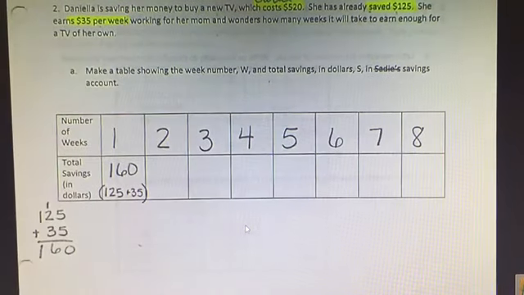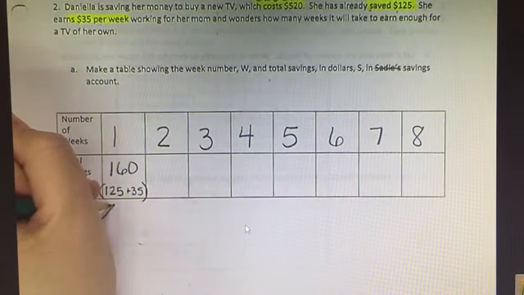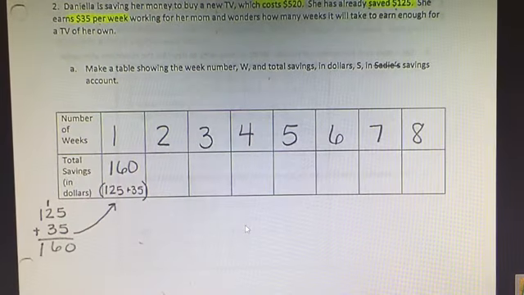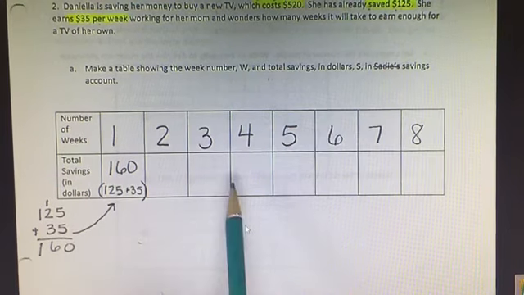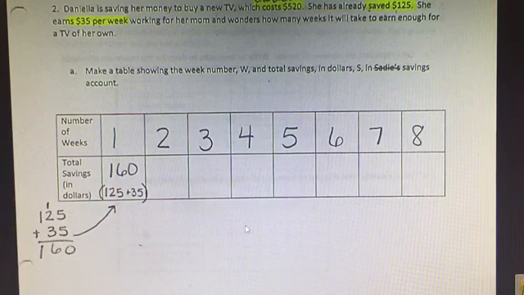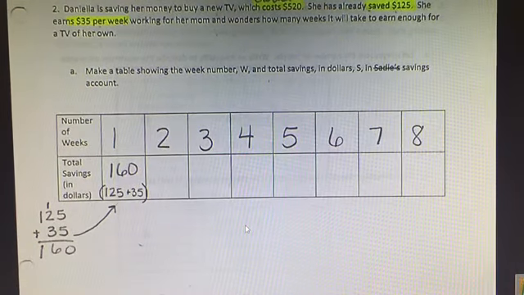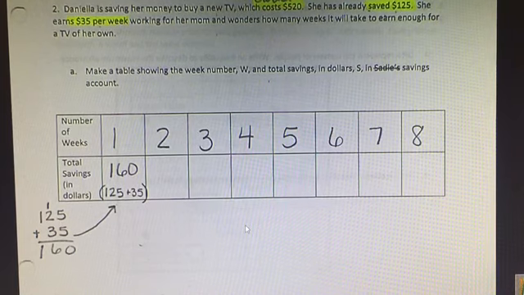Okay, and if you've noticed, I wrote it out because you do not want to do this mentally and mess up on week number 4, and then all the other weeks are wrong as well, and you lose a ton of points on your table. So please don't do these mentally.